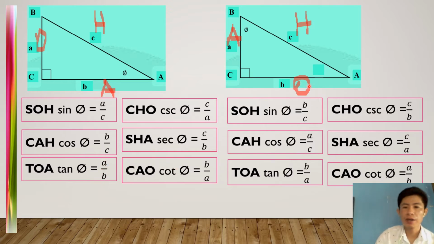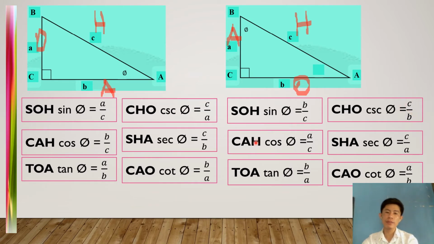Next, for this figure, we will also find the 6 basic trigonometric ratios. But this time, this is the reference angle. Sine theta of this angle is opposite over hypotenuse. So, opposite is B, hypotenuse is C, so B over C. And the reciprocal of sine is cosecant. The reciprocal of B over C is C over B.